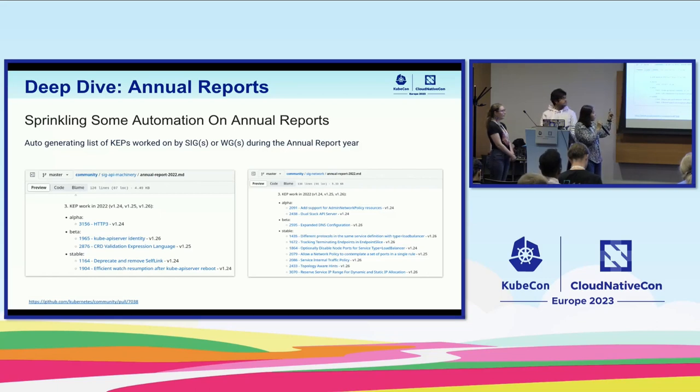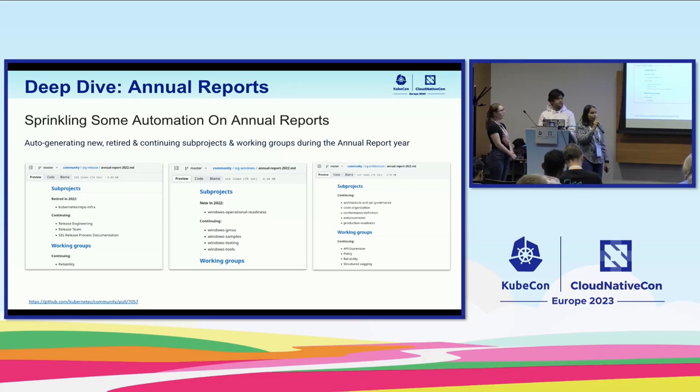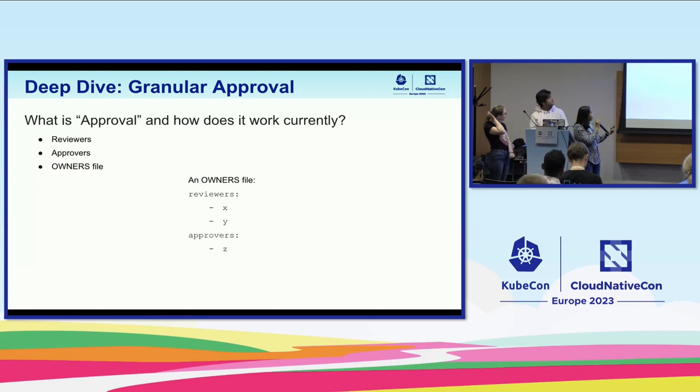So here we see, for example, SIG API Machinery. We can see these are all the KEPs worked on in 2022, across the 1.24, 1.25, and 1.26 releases. They are also categorized under what milestone they graduated to during that time. We also added some automation to grab a list of which sub-projects were retired under a particular SIG, which ones are continuing, and which ones are new. We have some examples here for that. Before we move to the next example, there is also some work being done for the reviewer and approver count. Thanks to Madhav, we'll also be including that in our generator. Thank you.